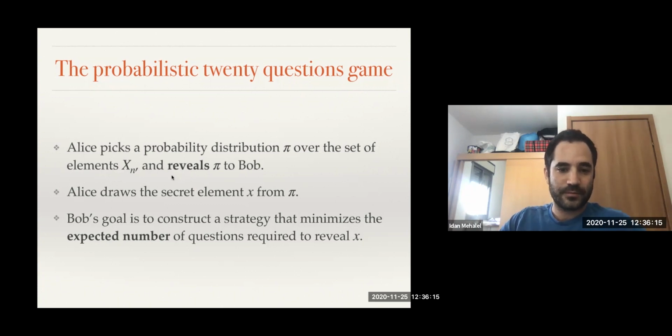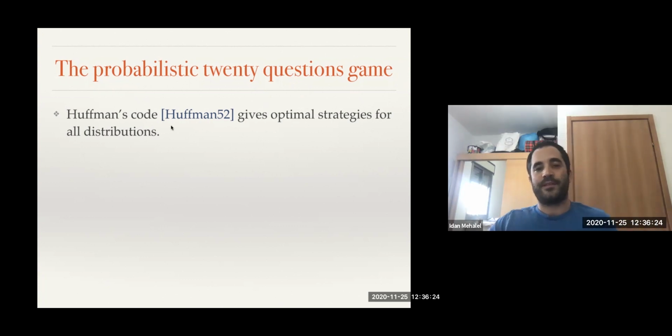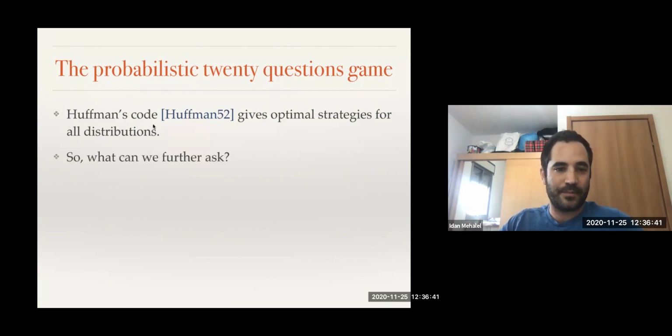So how can he fulfill that goal? Actually, Huffman's code gives optimal strategies for all distributions. That is, if Bob is going to construct his strategy with the Huffman code, the Huffman tree, his success is guaranteed. He's going to construct an optimal strategy for sure. So this maybe seems solved. If that is the case, what can we further ask about this?